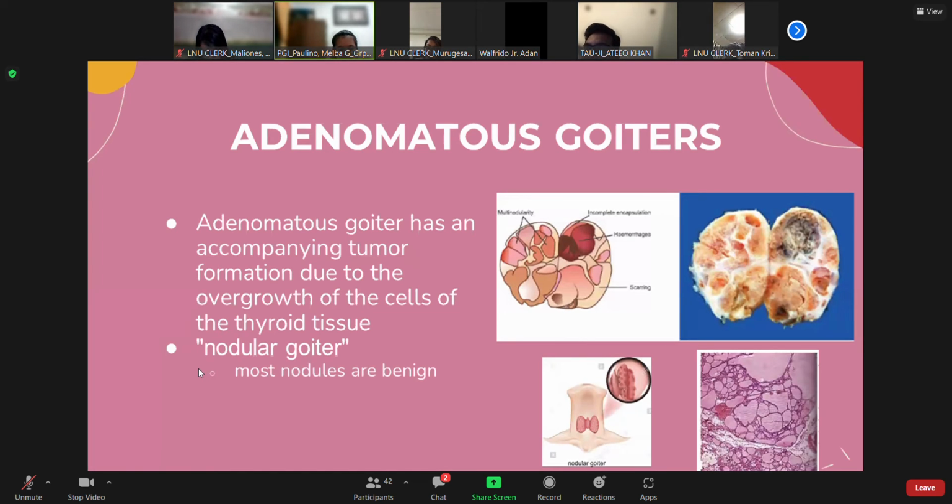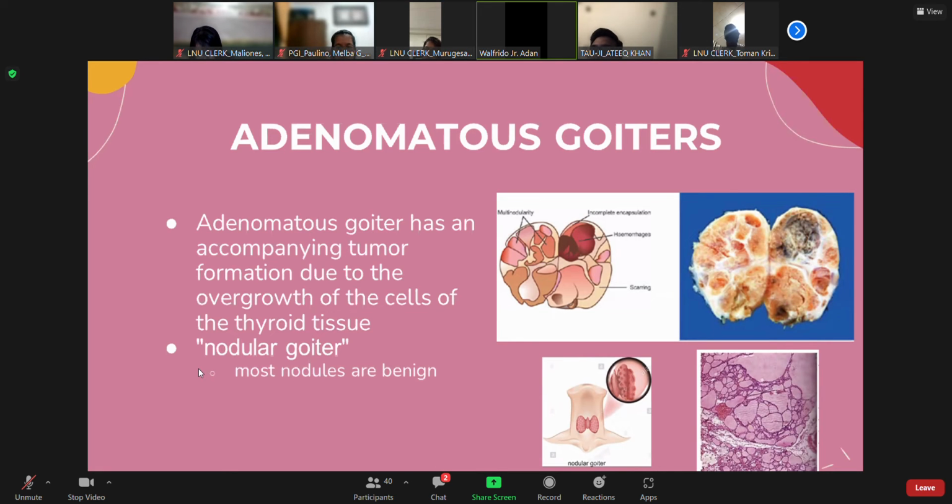Usually, Doc, in adenomatous goiters, we don't see cancer cells because they are usually benign. Yes, these are all benign. So you will not see cancer cells in a histopath of an adenomatous goiter. Because if you do see them, that is no longer adenomatous, that is cancerous or semi-cancerous already. Okay, Doctora? Very good, Doctora.